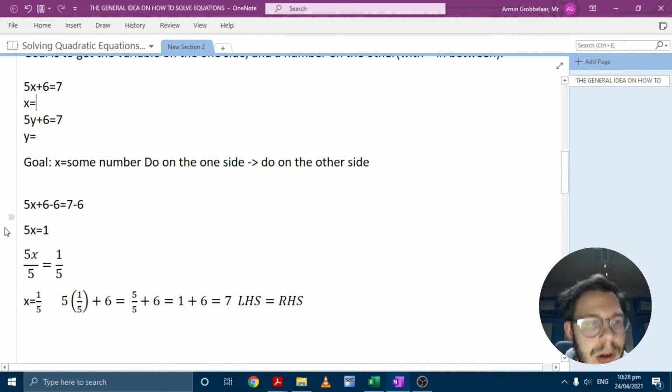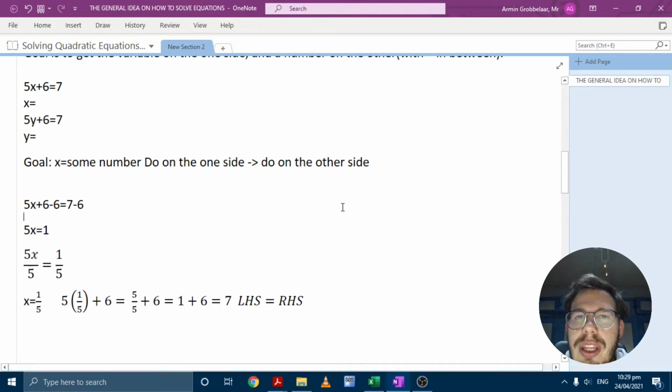So now we can test our answer, because we say x is equal to a fifth, and now we have to say, does 5 times a fifth plus 6 equal 7? So now we plug in the 1/5, so we say 5 times 1/5 plus 6 is equal to 5 over 5 plus 6, because it's 5 times a fifth. Now 5 over 5 is just 1. You can say any number divided by itself is 1. So then we're left with 1 plus 6, and 1 plus 6 is equal to 7. So the left-hand side is equal to the right-hand side, and we've solved this equation.